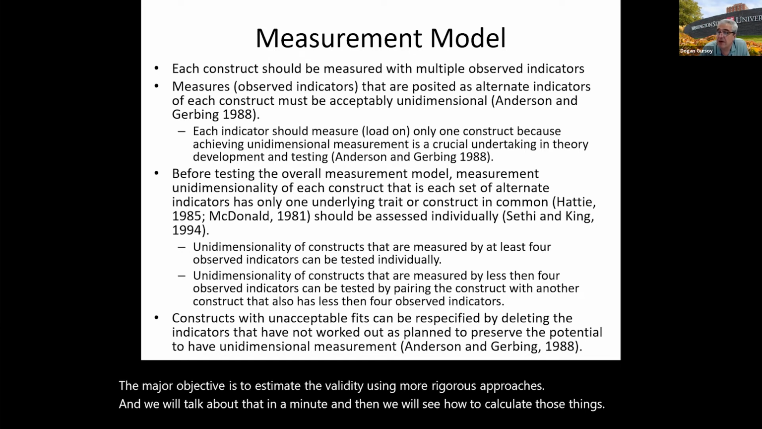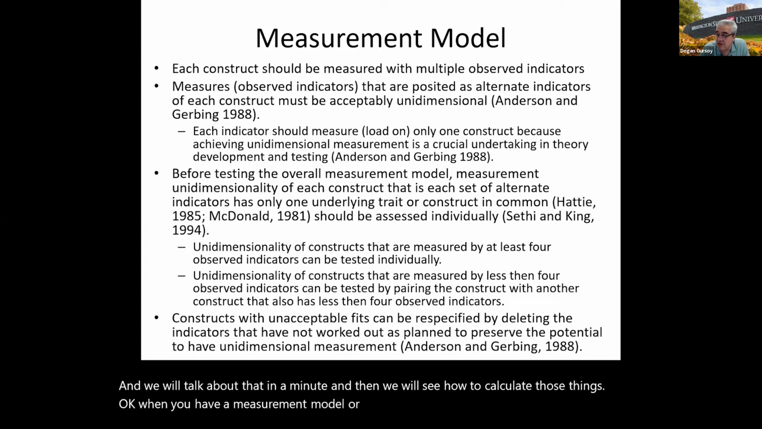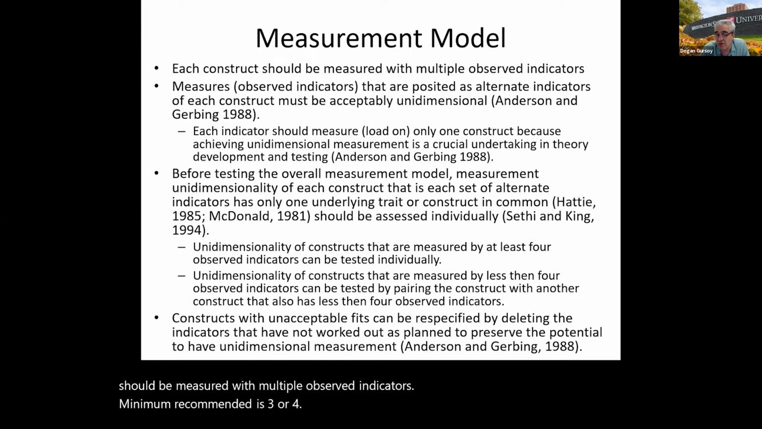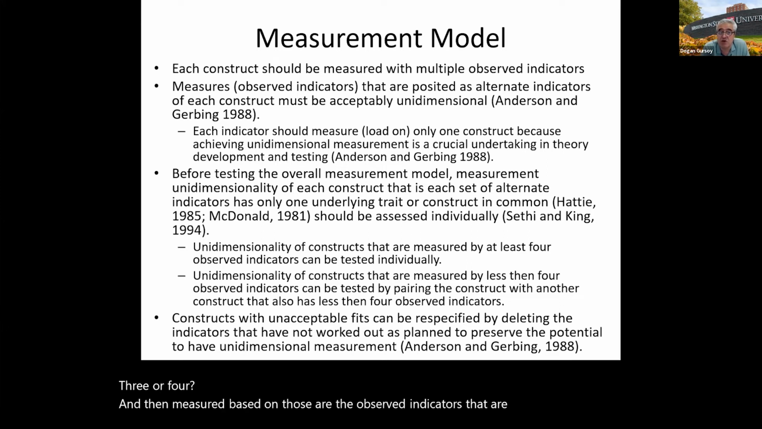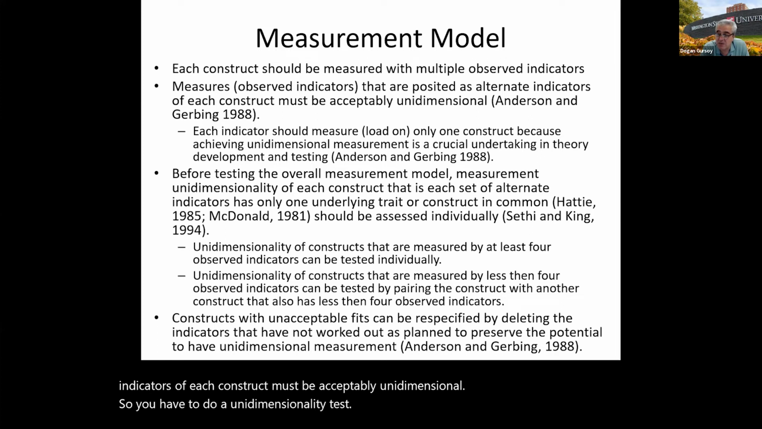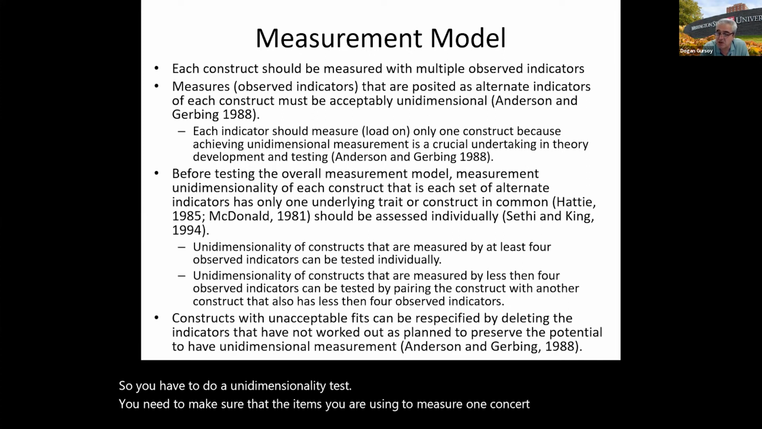When you have a measurement model, each construct should be measured with multiple observed indicators. The minimum recommended is 3 or 4. Those observed indicators that are posited as alternate indicators of each construct must be acceptably unidimensional, so you have to do a unidimensionality test. You need to make sure that the items you are using to measure one construct don't load onto other constructs.